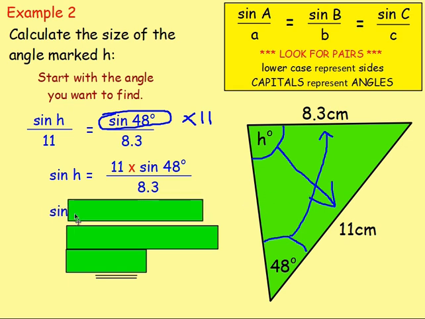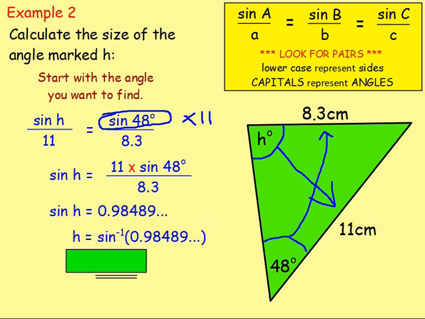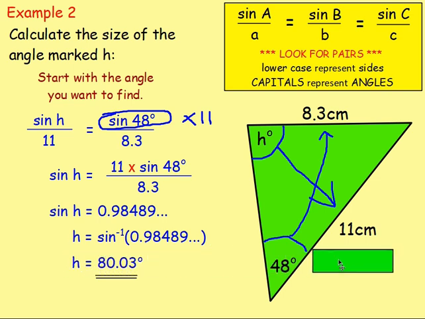If you work that out in the calculator to work out sine H, you get 0.98489 and so on. But we want just H, so we have to do sine to the minus 1 of that previous answer. If you do that in the calculator, shift sine equals, or shift sine answer equals, whichever way you work it, you end up with H being 80.03 degrees to a couple of decimal places.